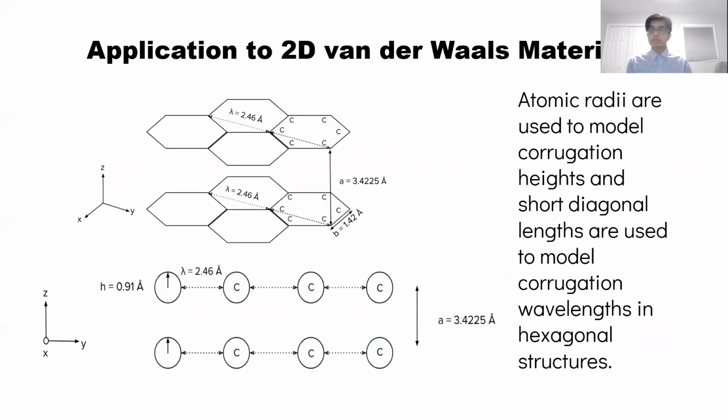We applied our model to 3 different van der Waals materials: graphene, hexagonal boron nitride, and black phosphorus, and we calculated the coefficient of static friction for these 3 materials. For the hexagonal structures of graphene and hexagonal boron nitride, we used our corrugation path along the short diagonals of this hexagonal structure. In addition, as you can see, when we orient ourselves along this corrugation path, we use the atomic radii as the corrugation.